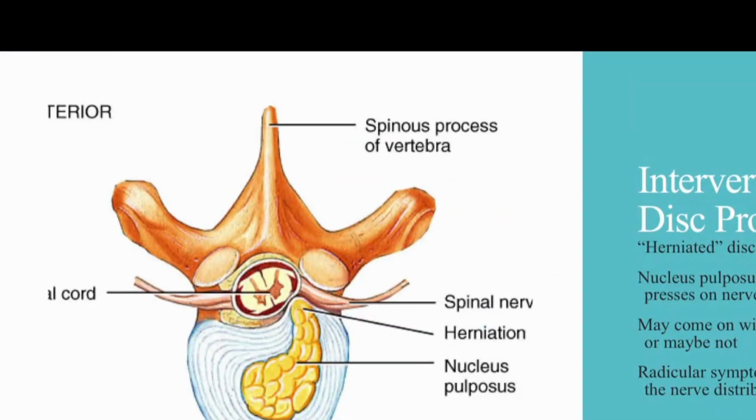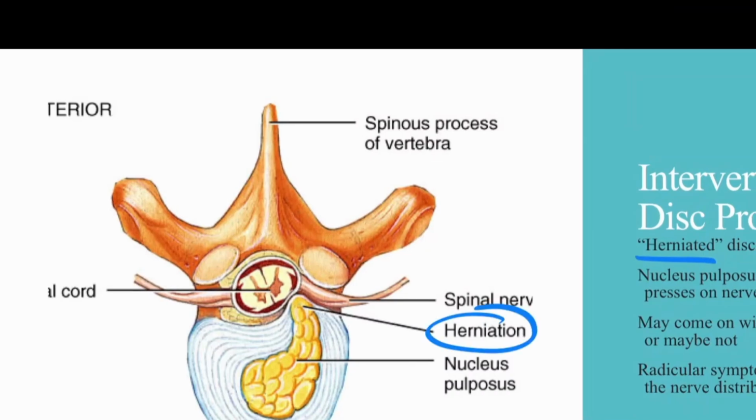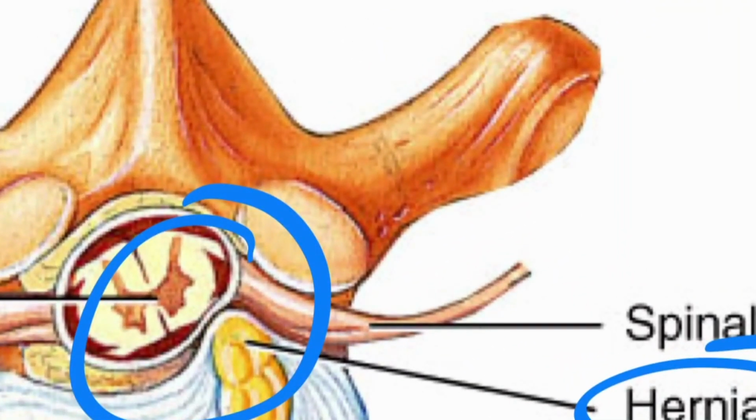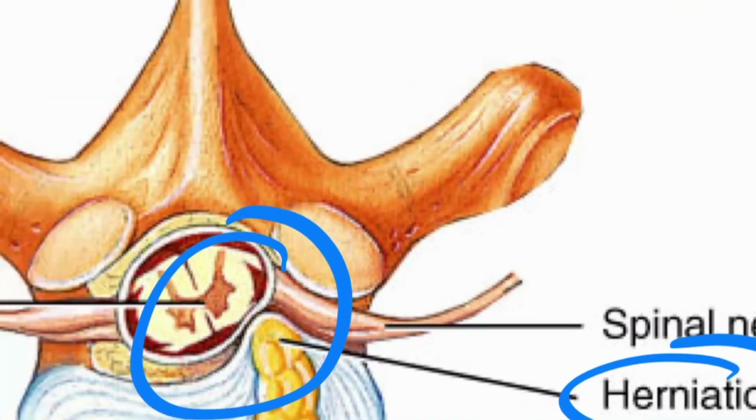Intervertebral disc prolapse. These are your herniated discs. Okay, and you can see here, this is the herniation, and it's pinching that part of the spinal cord. That's why herniated discs, that's only pinching one side. So you're going to have effects just on that one side. The other one's going to be okay. That's why people with herniated discs may complain about pain in one leg versus the other, because you're only pinching one side of the spinal cord. The other one's still okay.